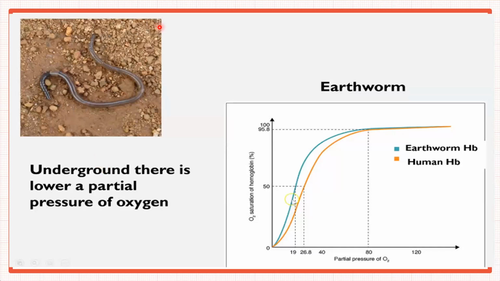And then if you look at the earthworm underground, there is less oxygen concentration. So again, you see the curve has shifted towards the left. The blue one is for the earthworm, the orange one is for the human. So this is what we notice: when there is lower partial pressure, the hemoglobin will have high affinity for oxygen. 50% से हम tally कर लेते हैं. So this is how we interpret these curves.